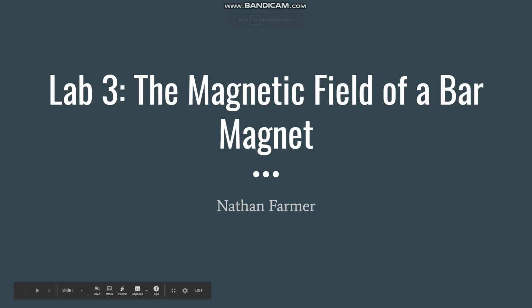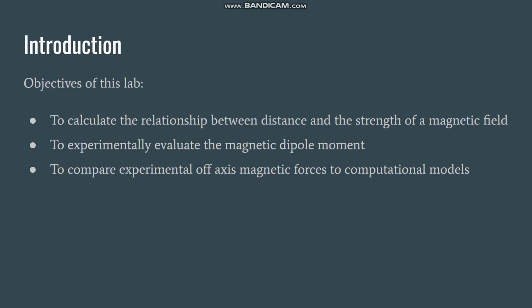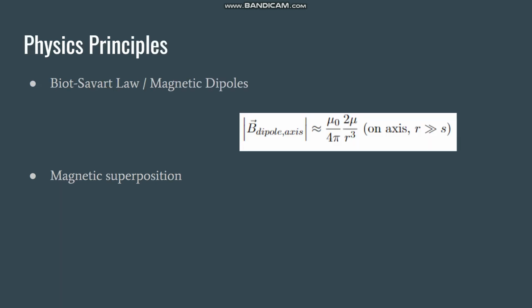Hello, my name is Nathan Farmer, and welcome to my presentation on our third lab, the magnetic field of a bar magnet. So in this lab, we pretty much had three objectives: to calculate the relationship between distance and strength of a magnetic field, to evaluate the magnetic dipole moment of our magnet, and then to experimentally compare the off-axis magnetic forces to some computational ones.